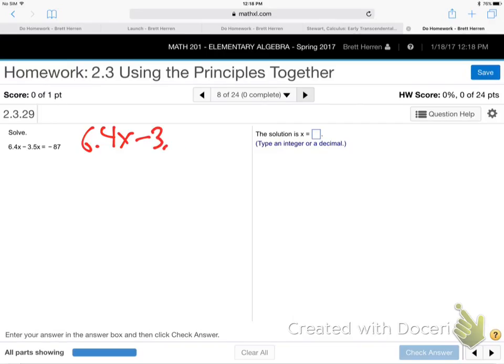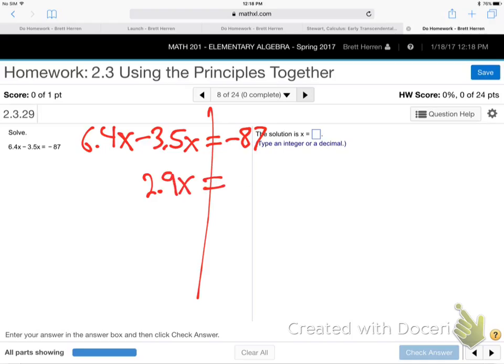So 6.4x minus 3.5x is minus 87. There's the wall. So you should calculate if those x's are on the same side, huh? Is that what it is? Yeah, just subtract those on your calculator. Get 2.9x. Just combine.